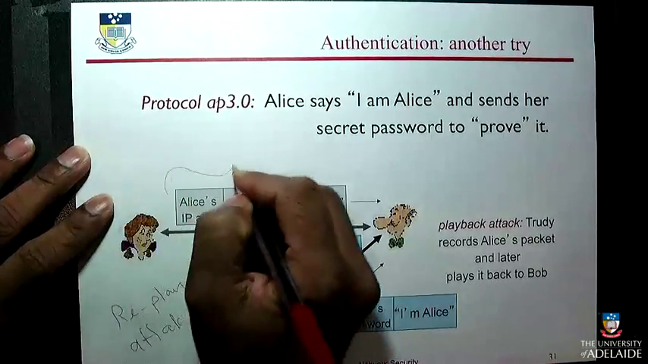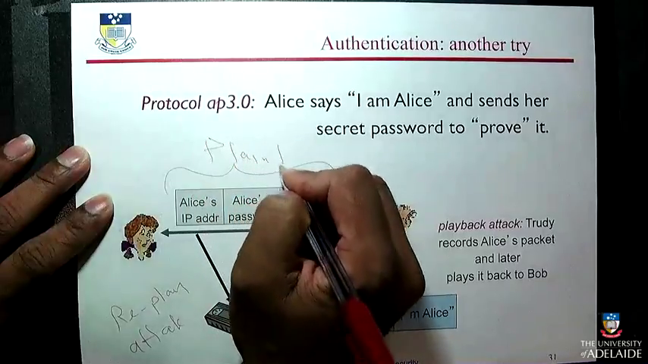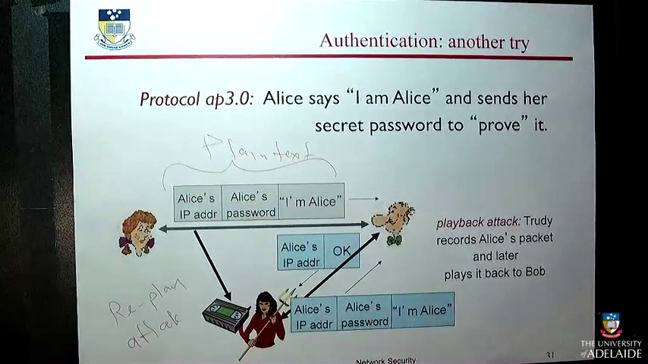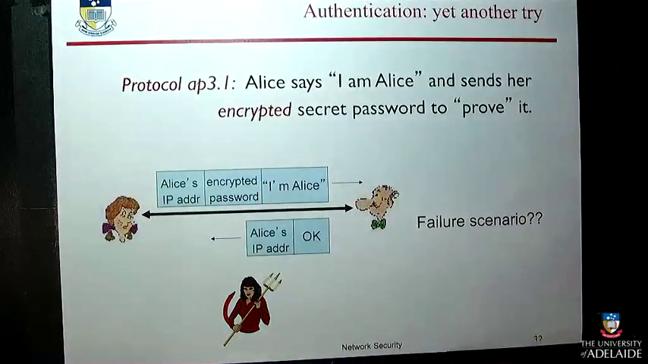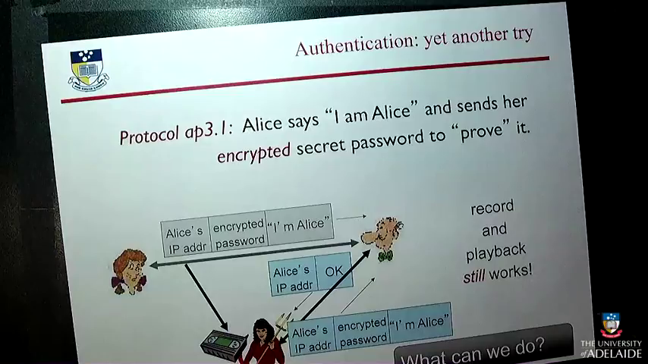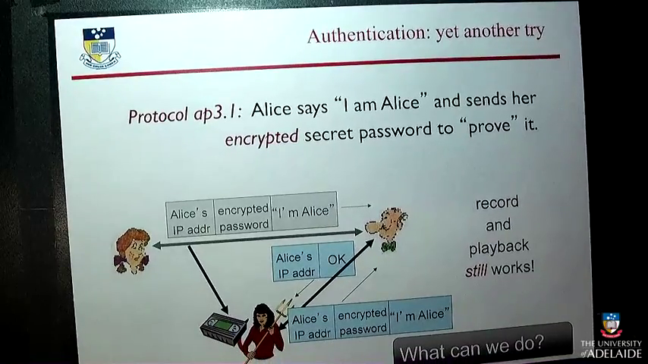Why? Because this stuff is plain text, right? Even if it's encrypted, what happens? Okay, let's encrypt the password. Does this work? Encrypt the password. Trudy doesn't know what the password is. Well, is that going to work? Why not? Replay attack, who cares what the password is? Record the same information and play it back, right? Bob doesn't know. You record the encrypted password and play it back. Poor Bob, right? Okay, what can we do?